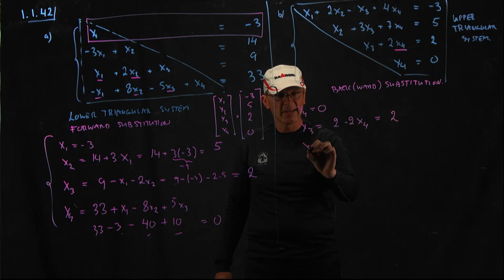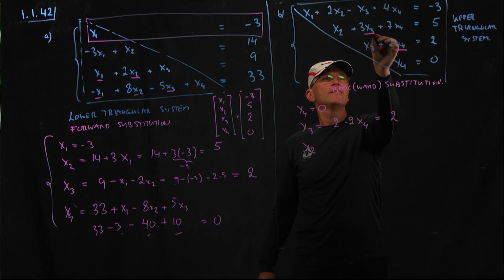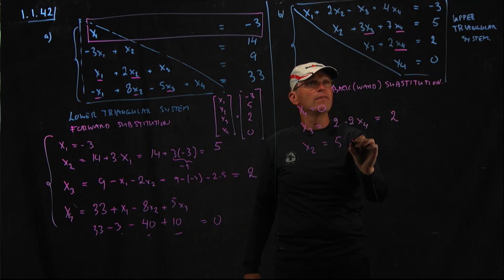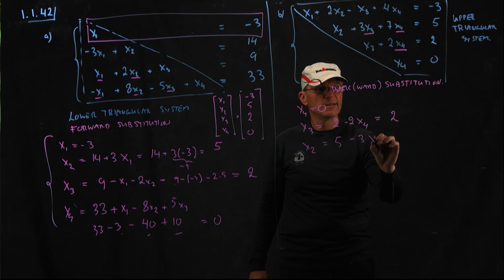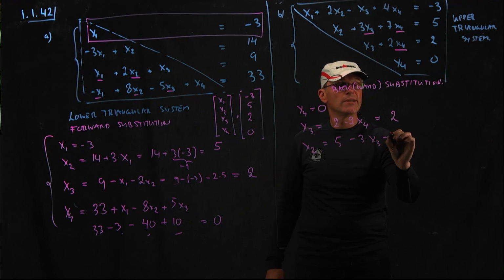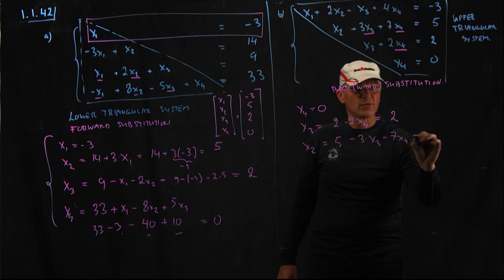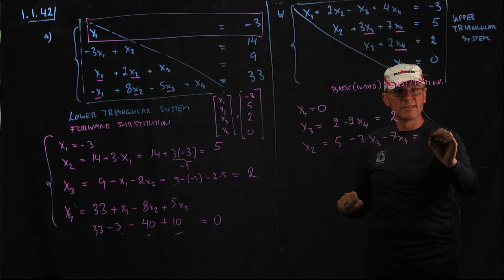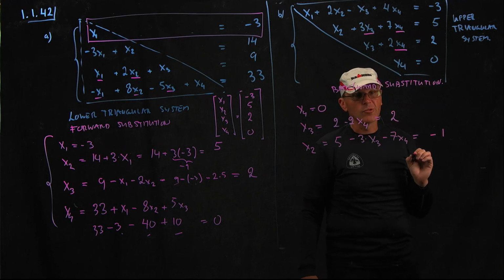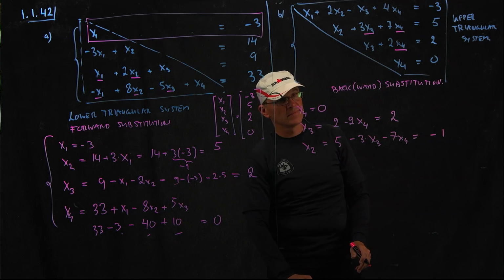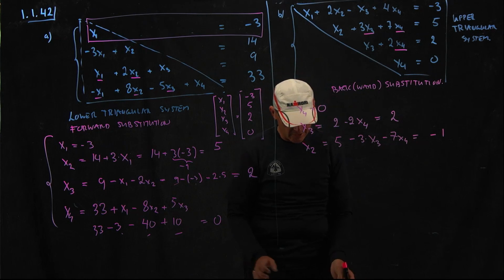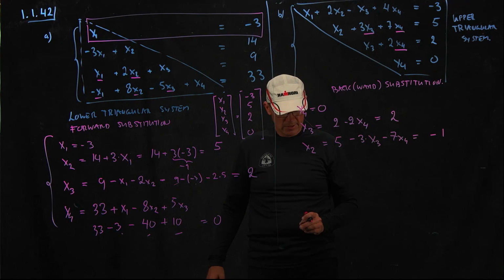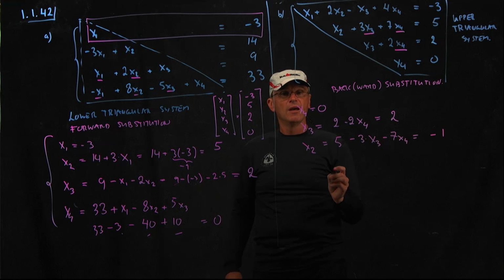Then we go to the second equation. x3 and x4 are known. So we have 5 minus 3 x3 minus 7 x4. We have 5 minus 6, -1. Never hurts to check your algebra. 2, -1, yes.